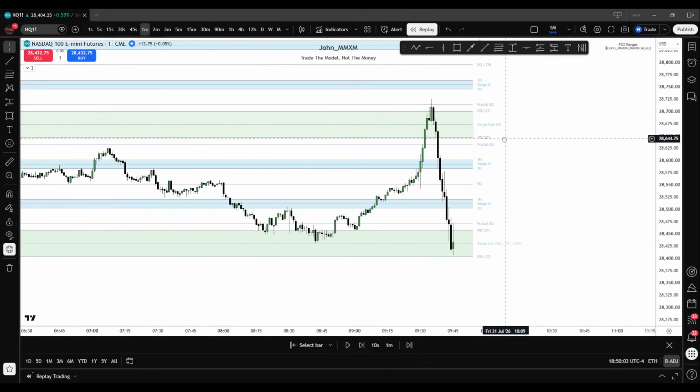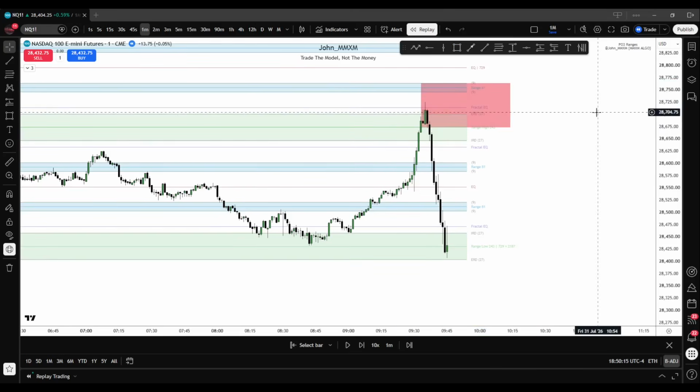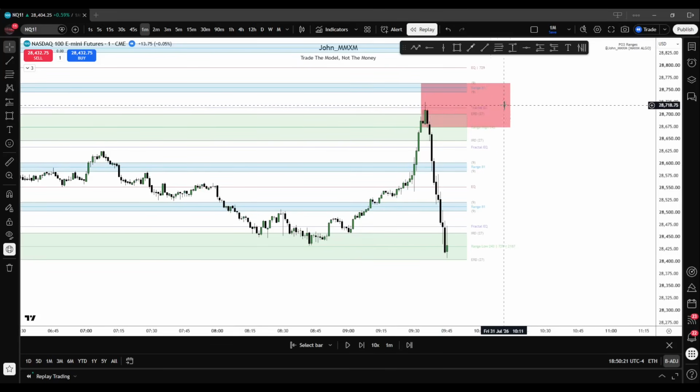All right, if you guys have any questions on this, just let me know. We're only going to be going over this specific model right now. Range high to range low, or we do give it an extension, like I said, up to the next fractal level. But that's it. Nothing else beyond that, all right, guys?